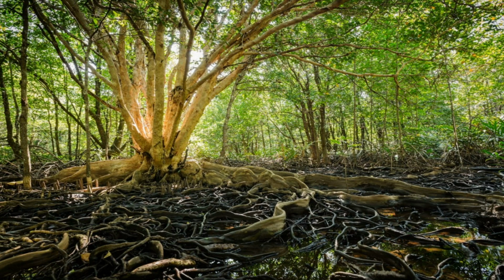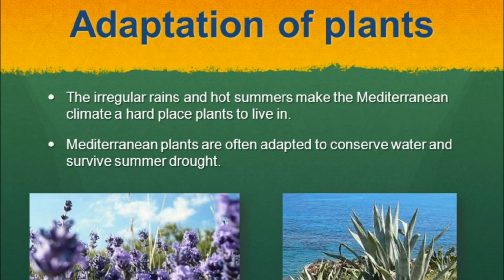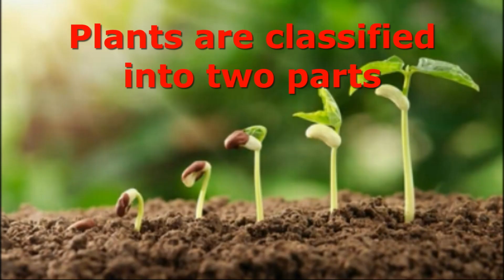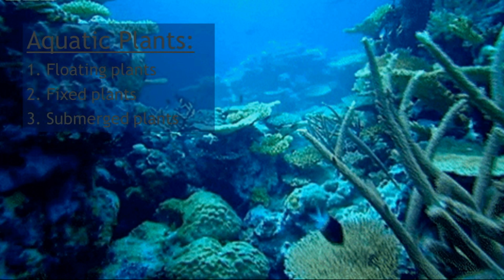Why do plants adapt? All plants have to adjust themselves to their surroundings to live and reproduce. This process of adjustment in a particular environment is called adaptation. Adaptations are special features that allow a plant to live in a particular place or habitat. Plants are classified in two categories: terrestrial plants that grow on land and aquatic plants that grow in water.